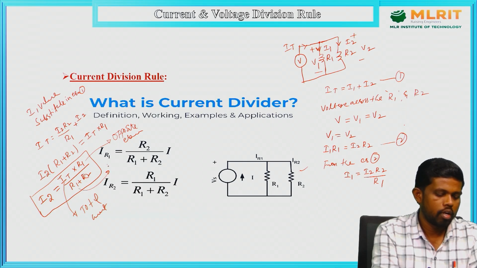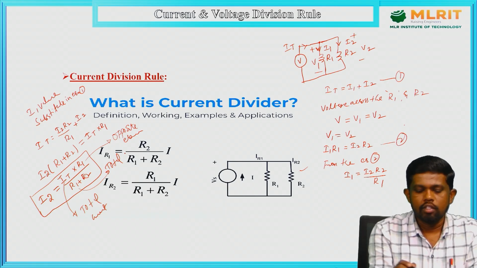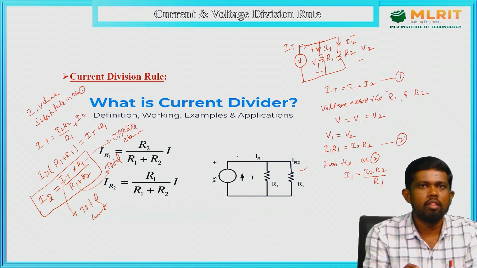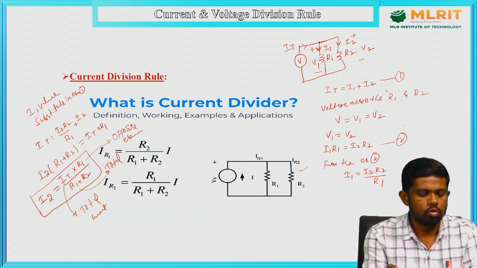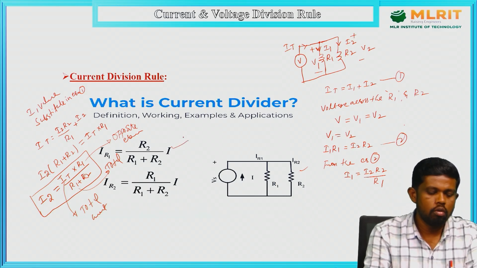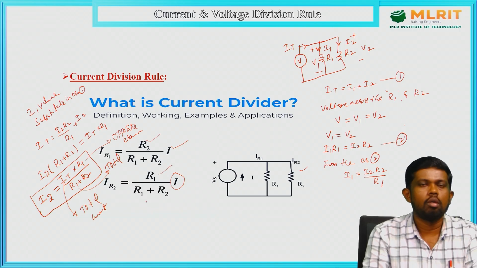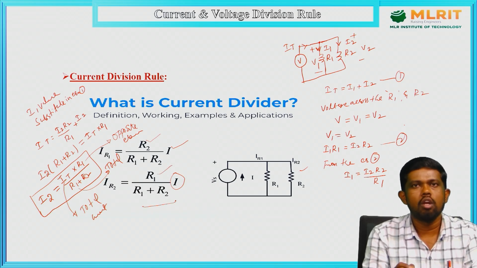The denominator we can say is the total resistance value. The current division rule clearly says that the current through a particular element in the parallel network, here the current through the second element, R2, equals the total current of the circuit times the opposite resistance divided by the total resistance. This is the current division rule.